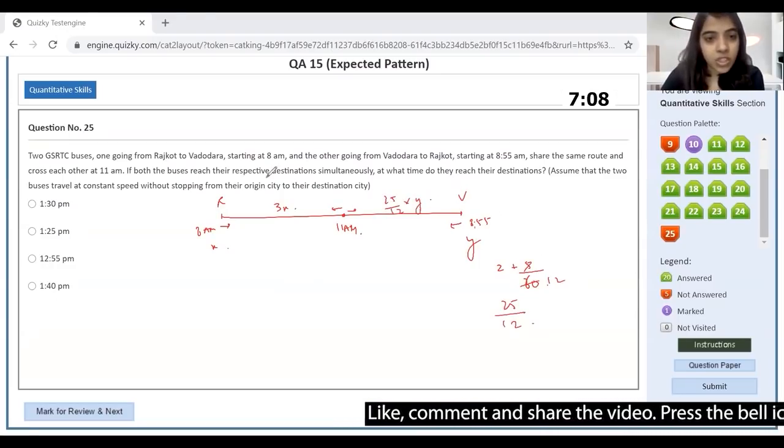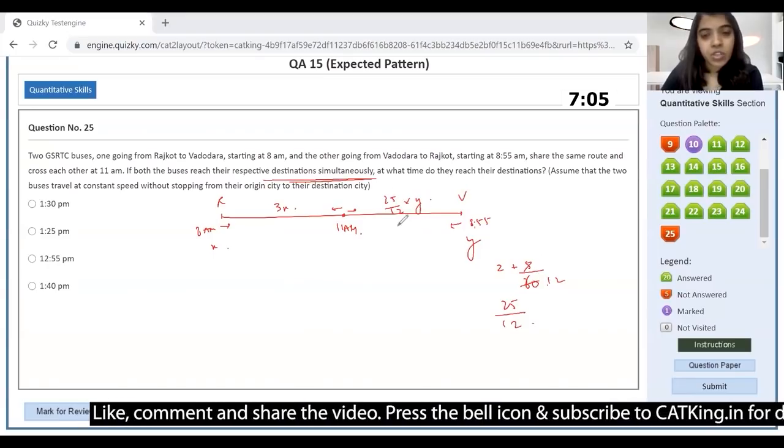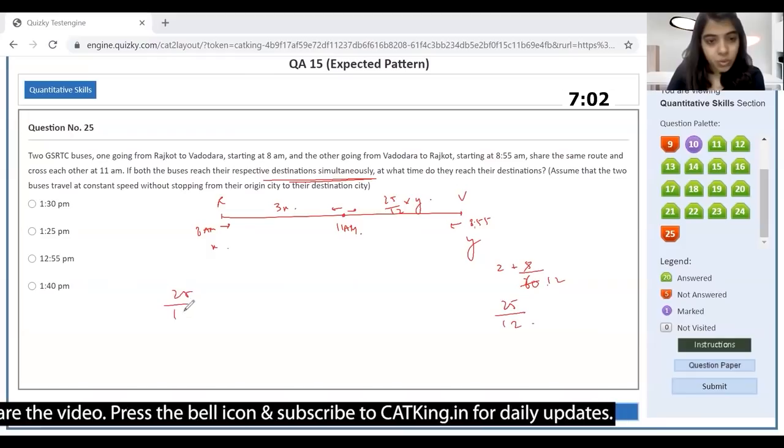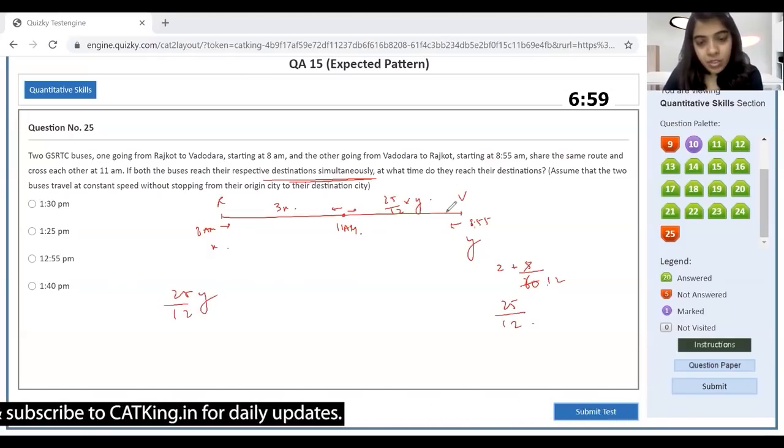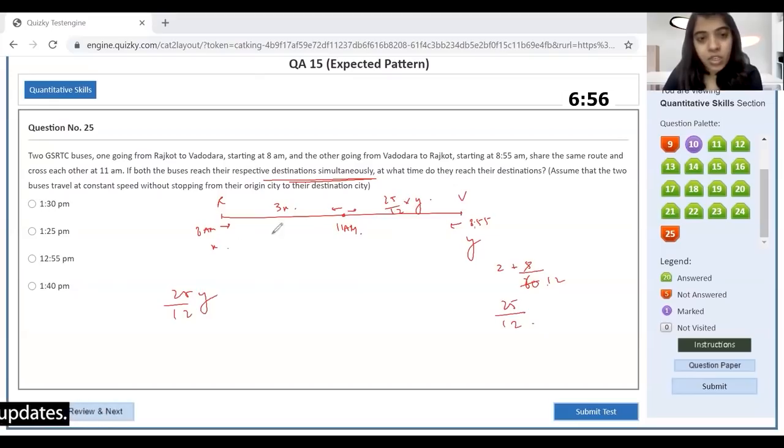Now what they're telling us, they reach their respective destinations simultaneously. So what can we say? 25 by 12y, this is the distance that is left for this bus to travel, right? Upon first ka speed is equal to, this is the time taken by this bus to travel the remaining distance, right? Similarly, 3x upon y. Now, this basically means that this is the distance that is remaining for x to travel. So the time taken will be distance upon speed. Now, this time is equal to the time that y took to travel 3x distance, which is this, right?